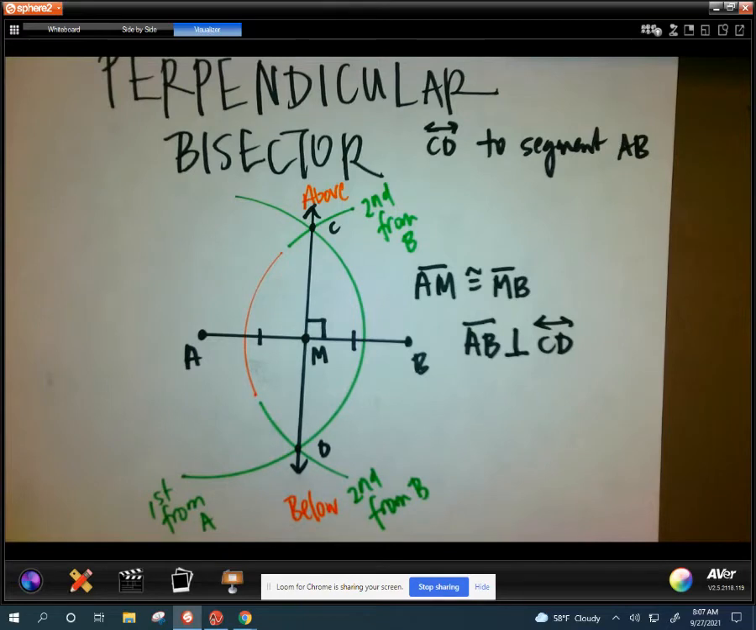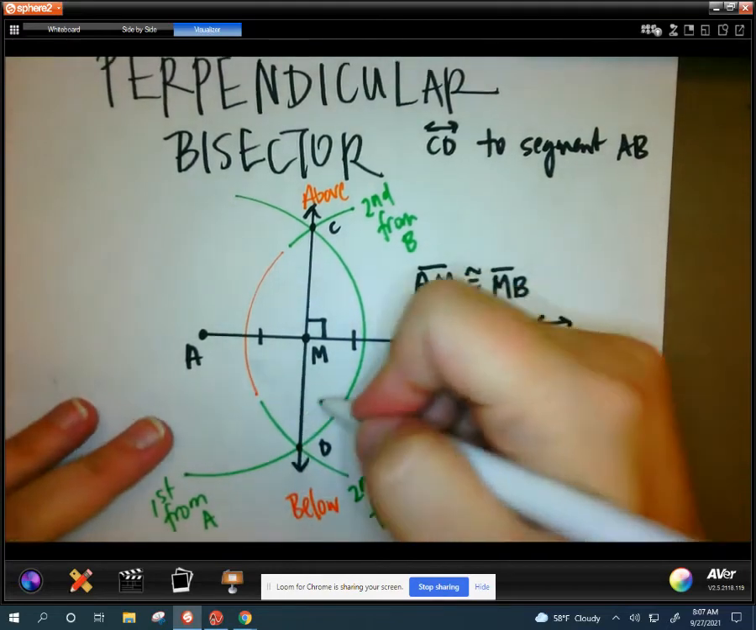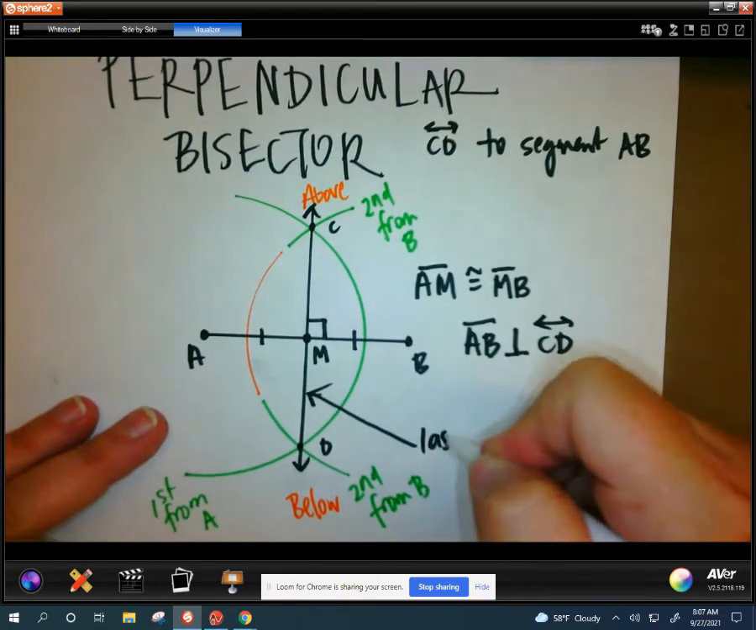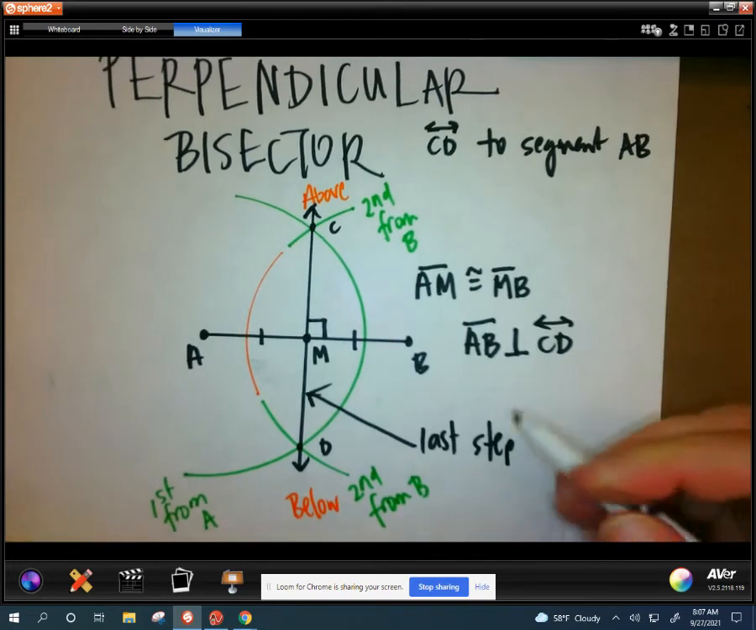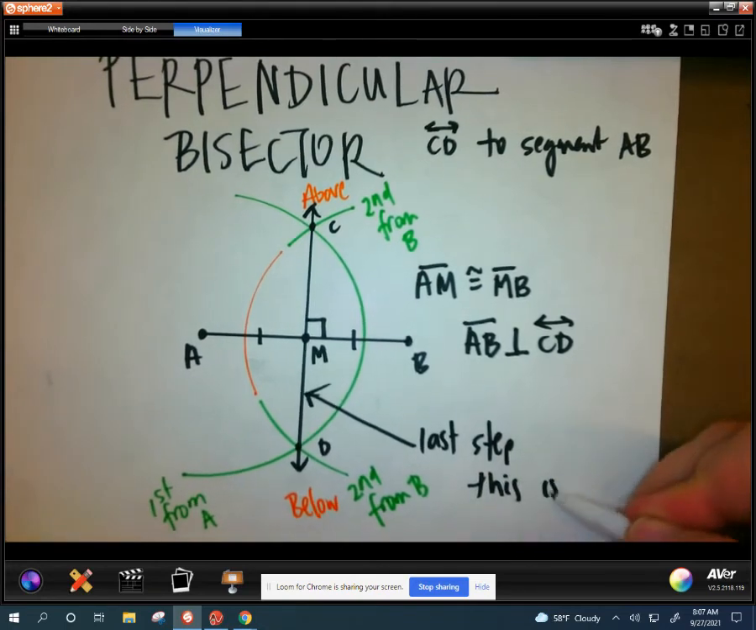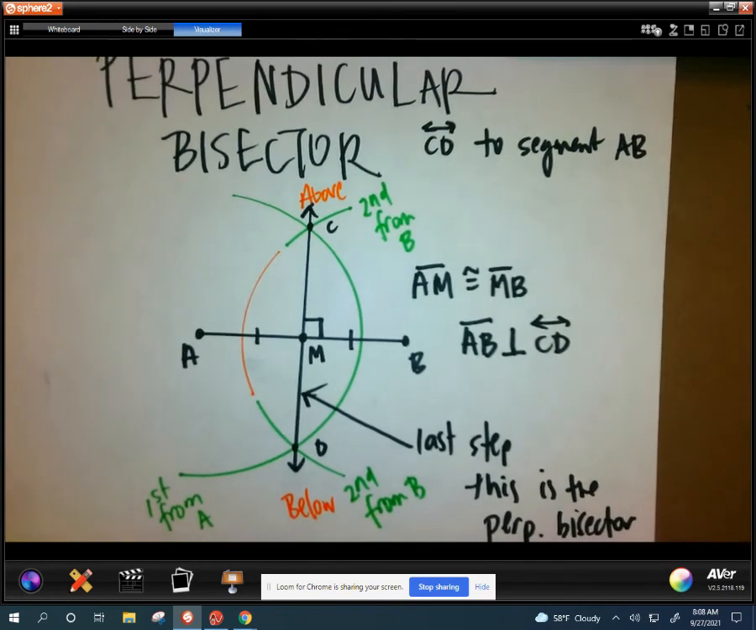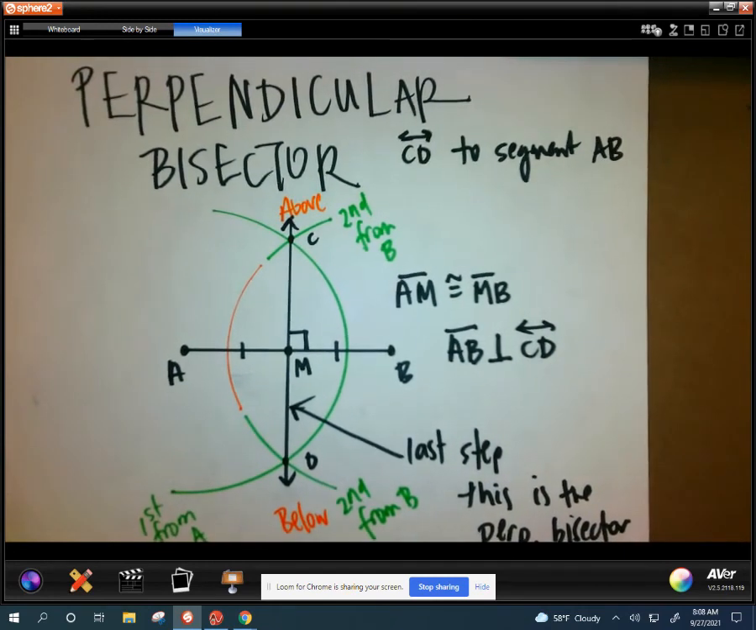So the black line was what we drew last. Okay, so this is the perpendicular bisector. This was our last step. This is the perpendicular bisector. And there's your construction for perpendicular bisector. This construction is used frequently in our future constructions.